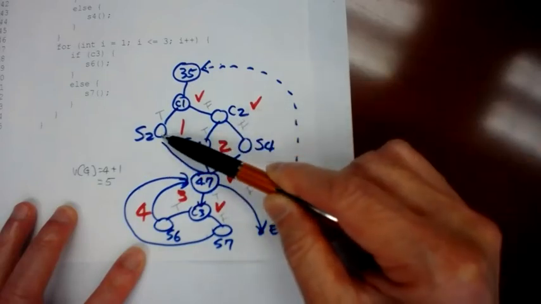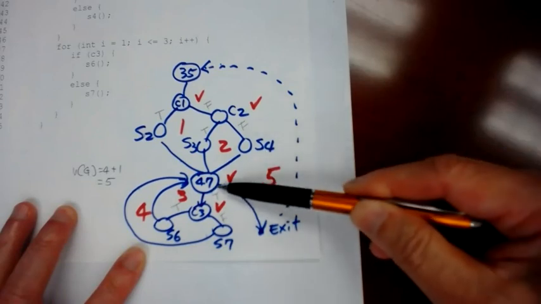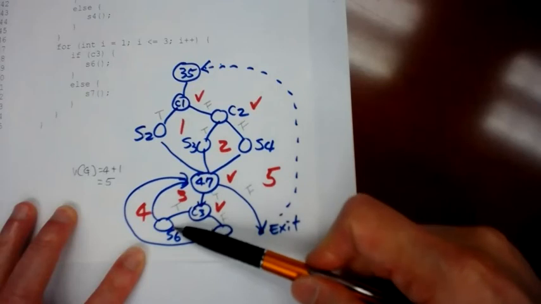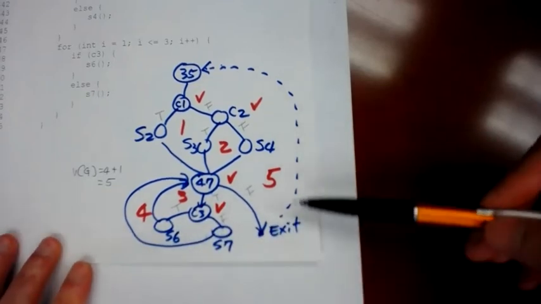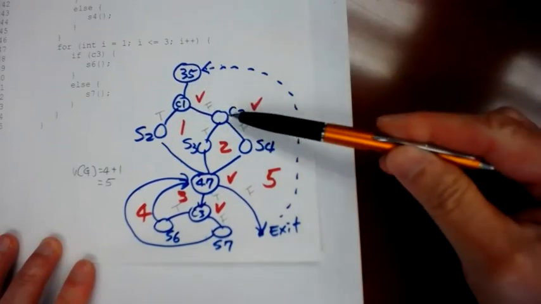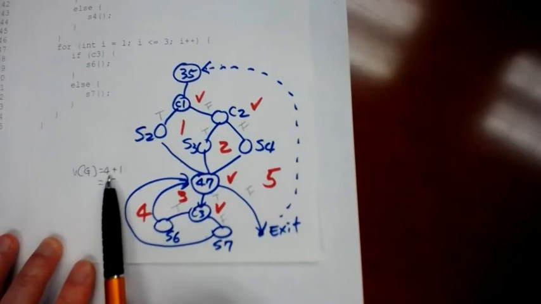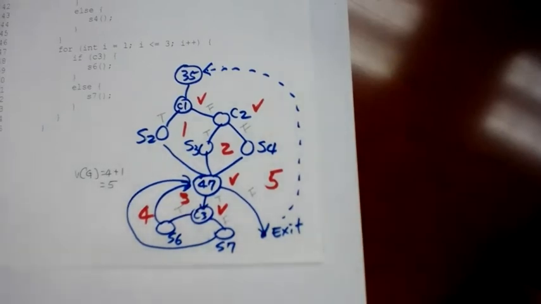This one a condition? No. This one? No. This one? No. This one? Yes, because it has two outcomes, right? And this one? Yes. This one? No. No. So how many conditions do we have? 1, 2, 3, 4. So it is 4 plus 1, and we reach the same conclusion. The cyclomatic number for this is also 5.